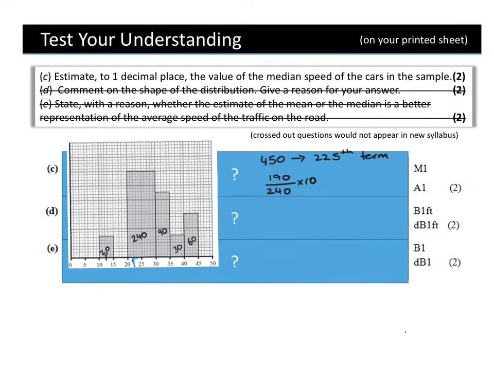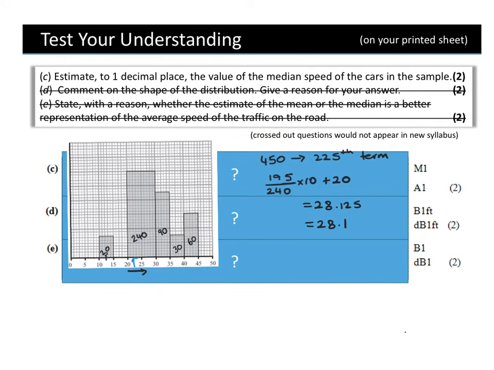195, sorry everyone, you're completely right. 195. And then I need to multiply it by 10 to see how far I've got to go across, because we're adding proportion, and then we've got to add it on to 20, and then we're going to know exactly where the median is. What do we get? 28.125. It then says estimate to 1 decimal place. So this is 28.1. So this is saying to us that 28.1 is where we're going to find the median.